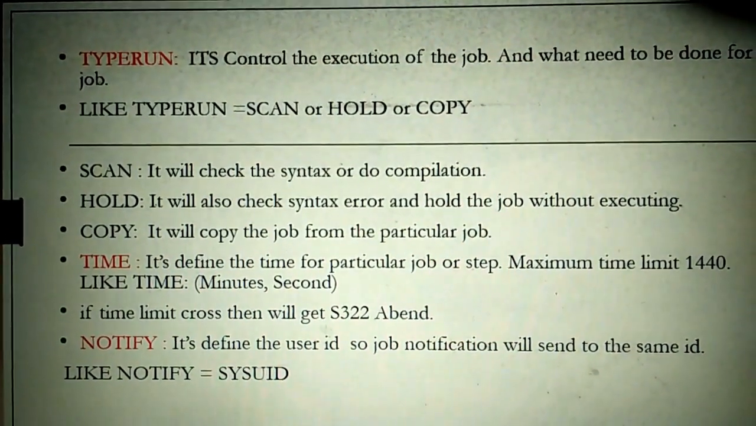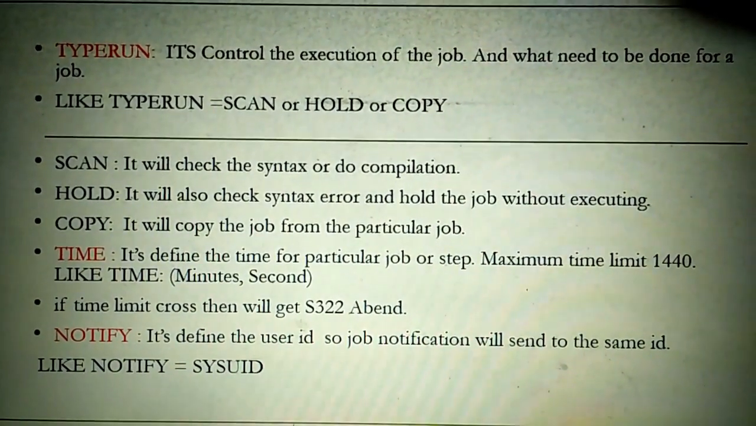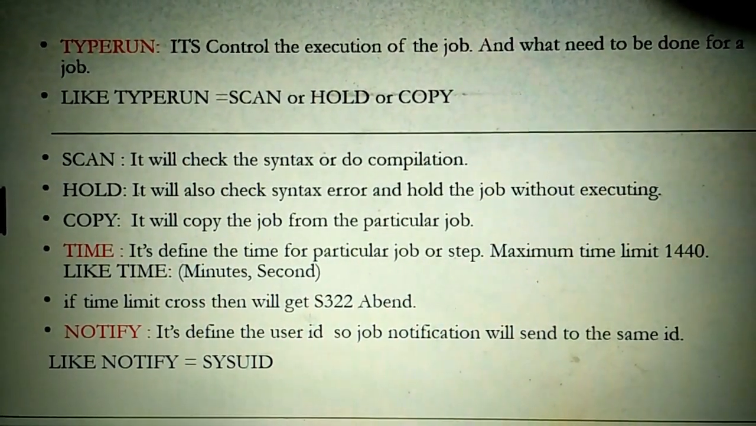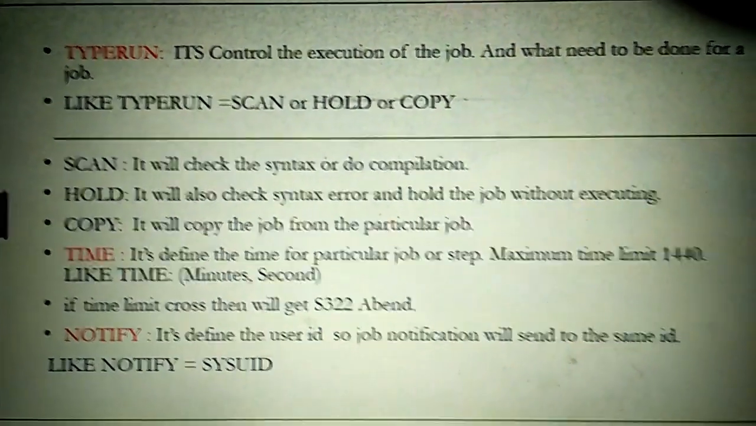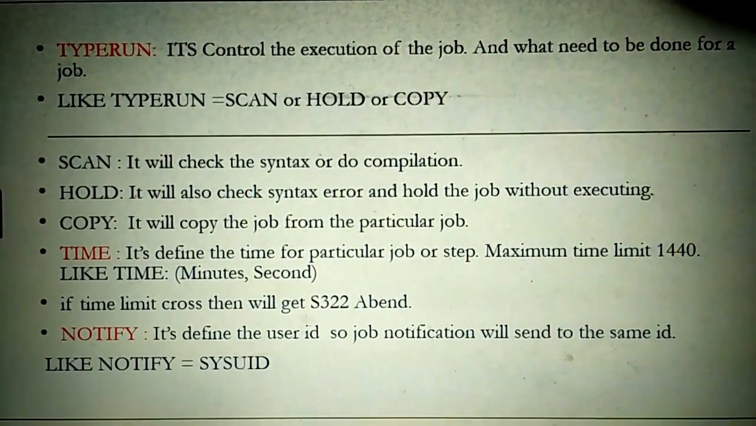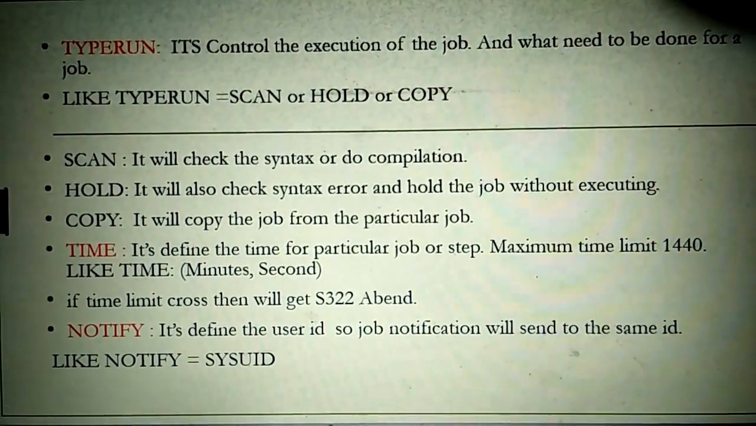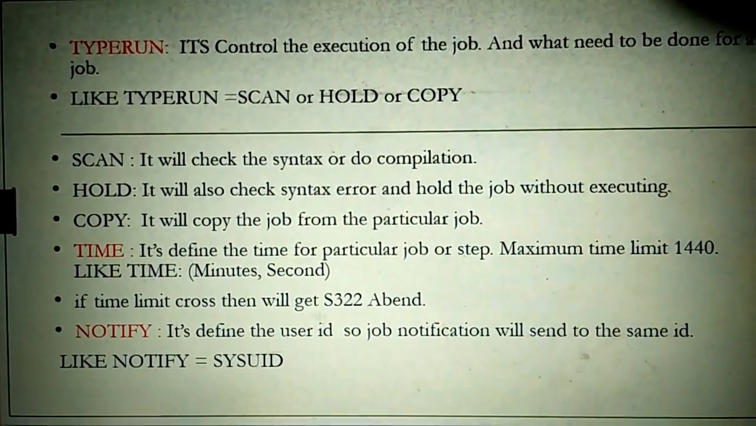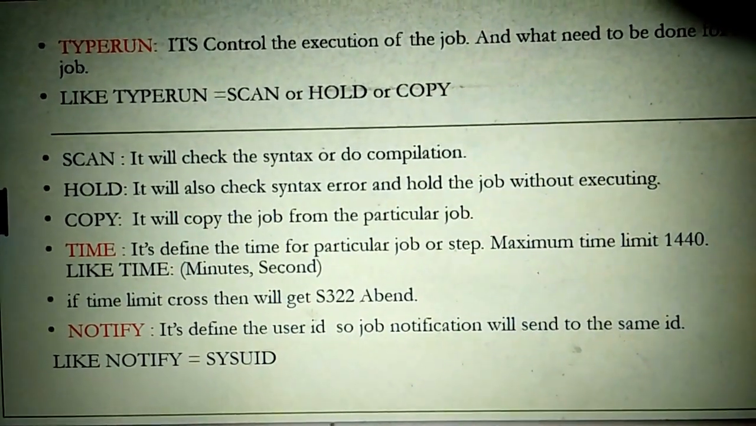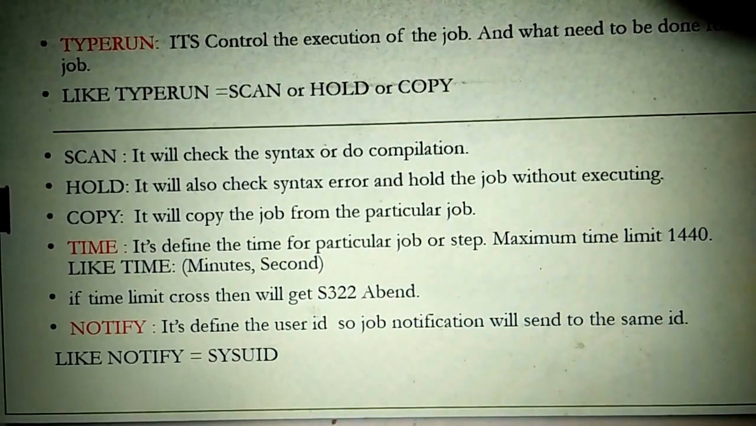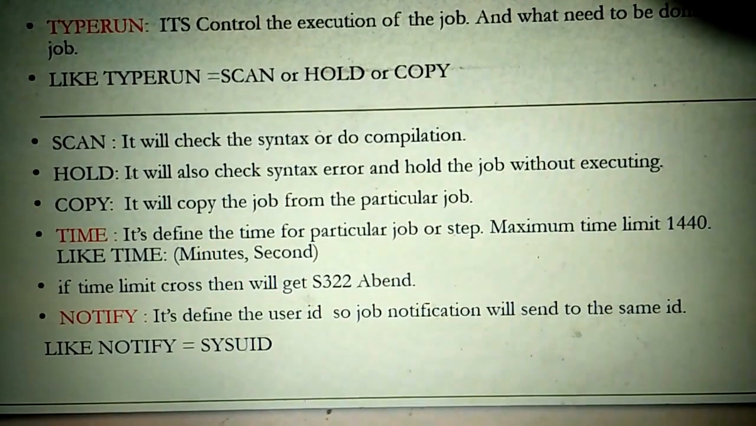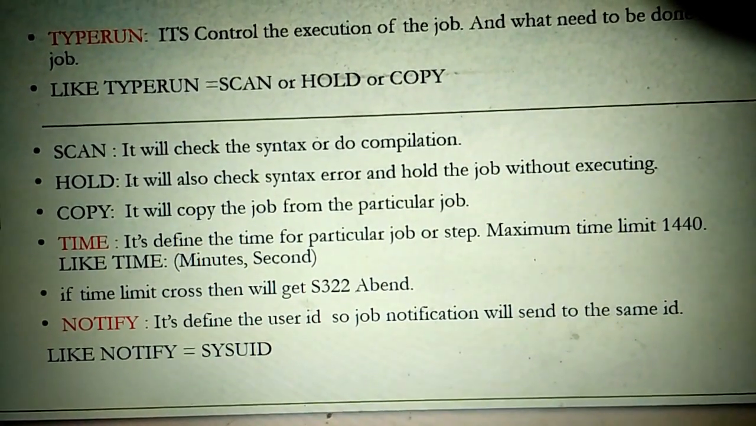Then type run. It controls the execution of the job and what needs to be done for a job, like type run equal to scan, hold or copy. It controls the execution of the job or compilation also. When we give type run equal to scan, it will check the syntax and do compilation. If we put type run equal to hold, it will check the syntax errors, but it does not allow the execution of the job. It will keep that job on hold. Copy will copy the job from the particular location.